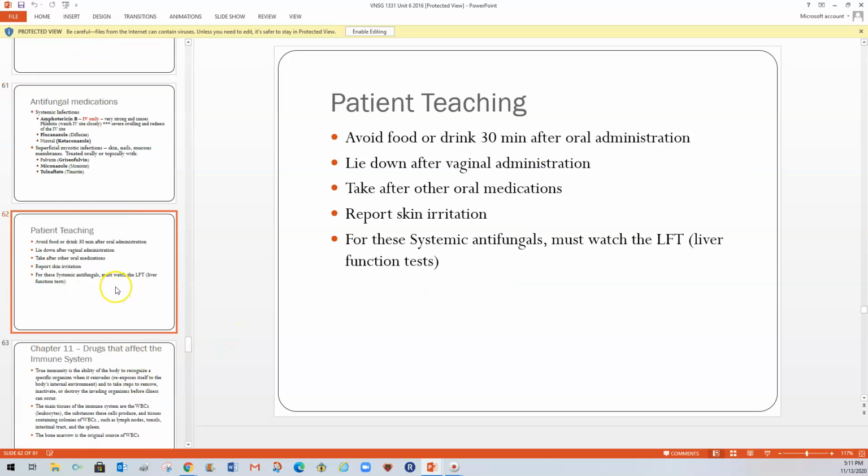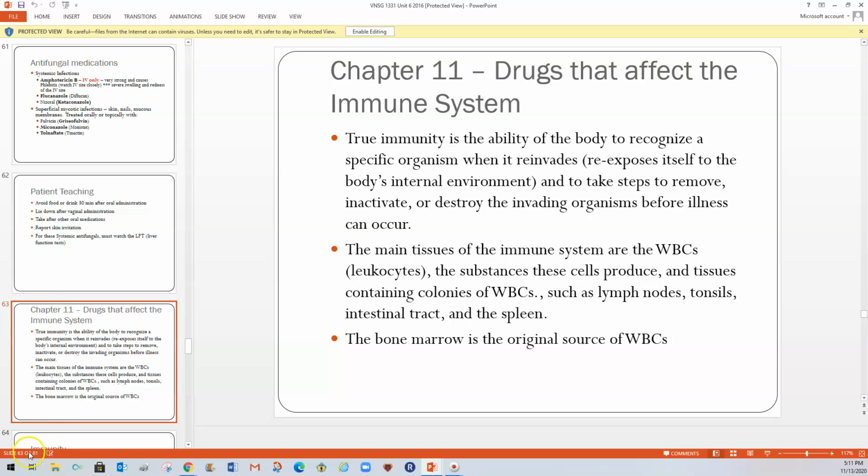Common points: avoid food or drink 30 minutes after oral administration. Lie down after vaginal administration. Take after other oral meds. Report skin irritation. Must watch the liver function tests. Okay, I'm going to stop at Chapter 11 and we'll pick it up in another video.